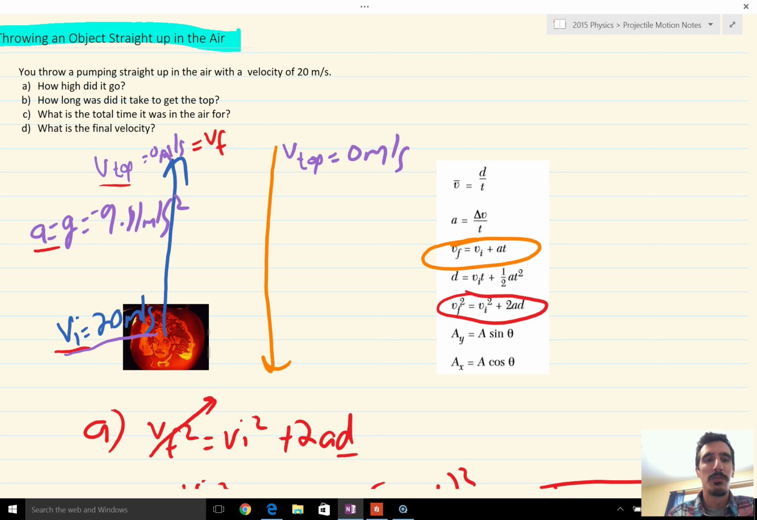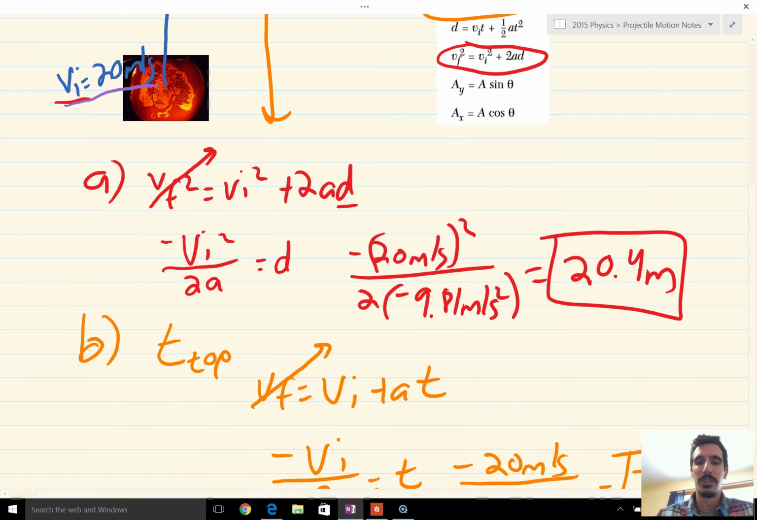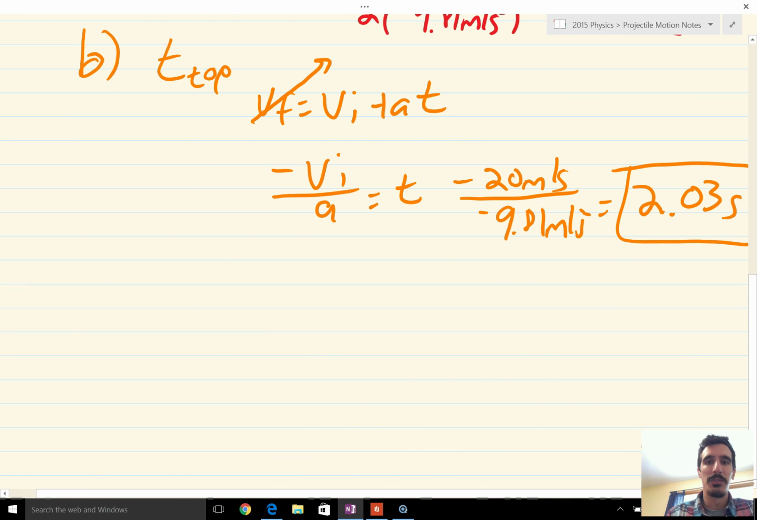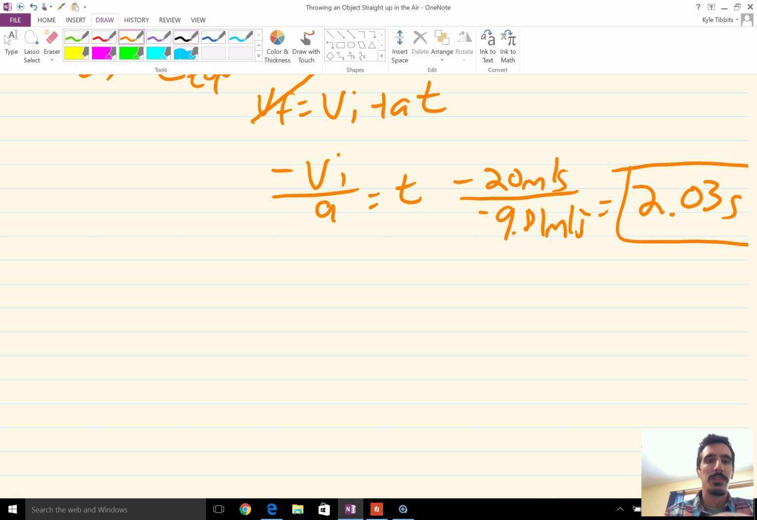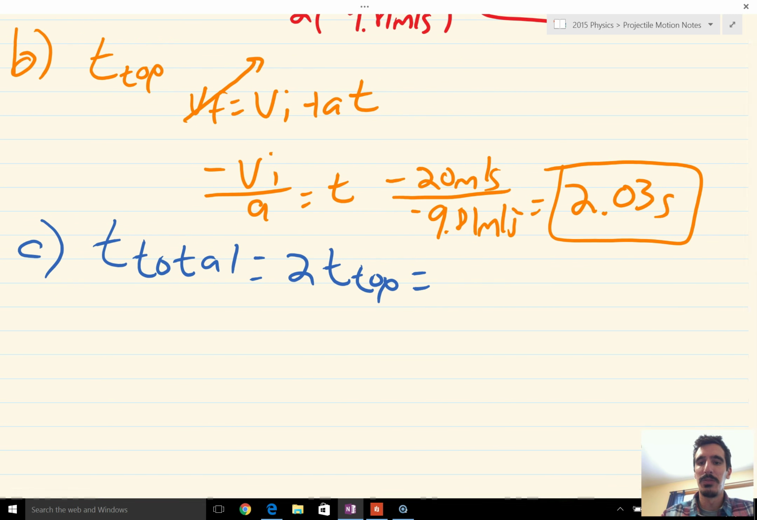Alright, part C. What is the total time the ball is in the air for? Well, we throw the ball straight up, and then it comes right back down in the same exact spot. So if it takes 2.03 seconds to go up, it's going to take 2.03 seconds to go down. So the total time is just double the time to get to the top, which is 2.03 times 2. And that gives us 4.06 seconds.